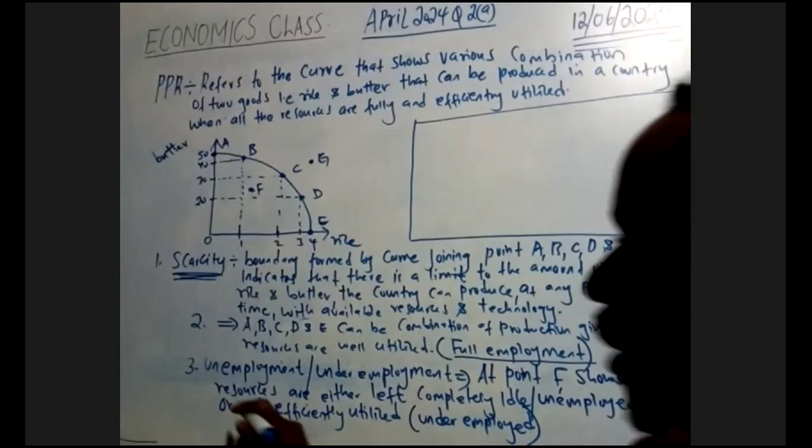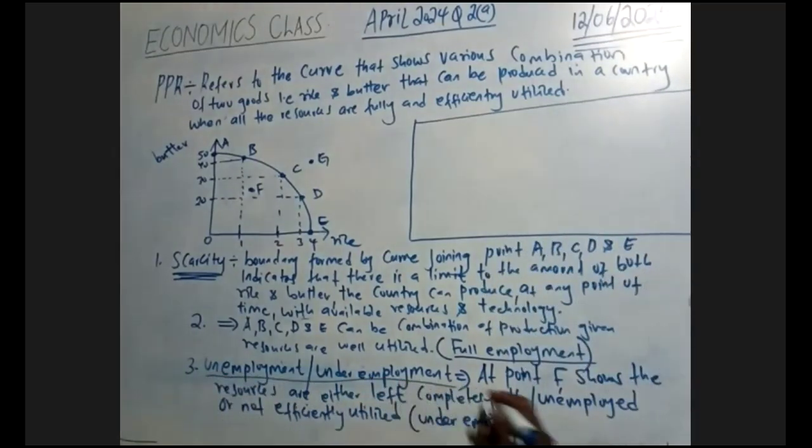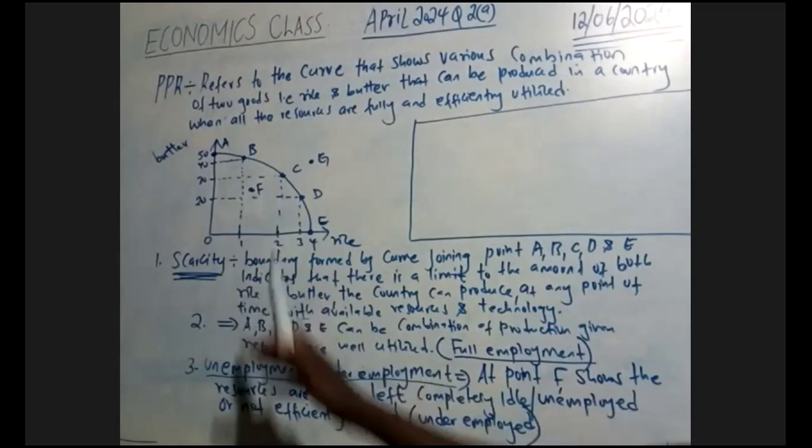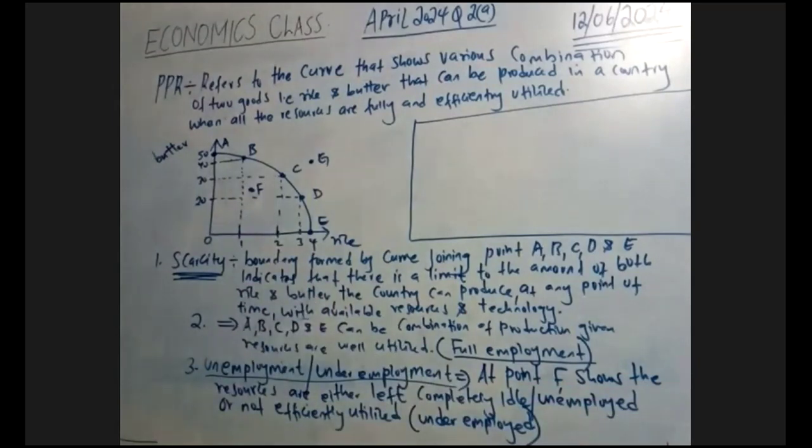Then next, we can explain it in terms of underemployment or unemployment. That is at point F, anything below our curve, meaning that we have not utilized our resources effectively. So point F shows the resources are either left completely idle or unemployed, or not effectively utilized. So they are underemployed.